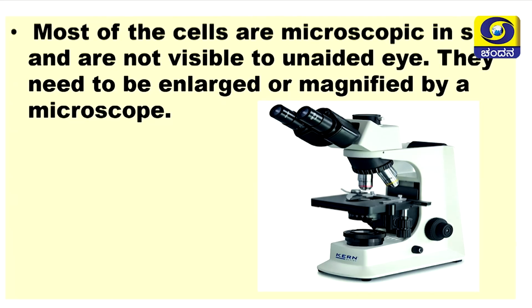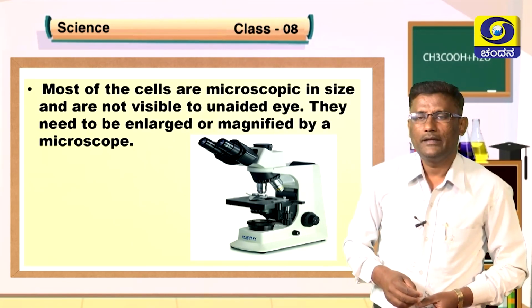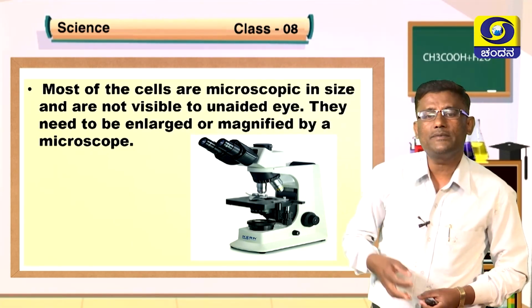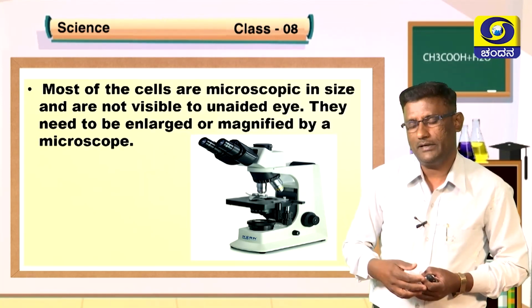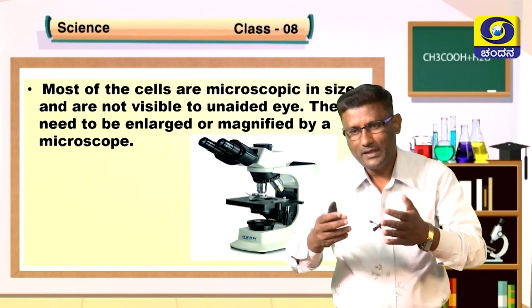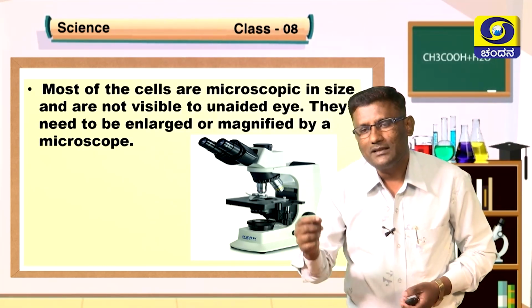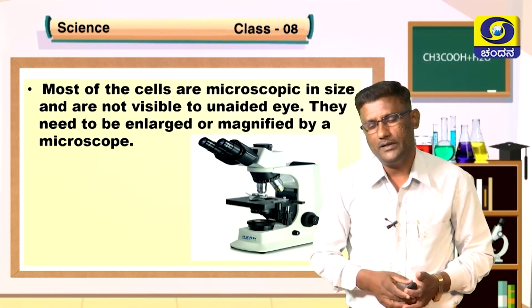As I told you already, the microscope is a magnifying instrument. It is going to enhance the size of the object we observe under that microscope. I mean to say, when we observe any object under the microscope, the size of that object increases.